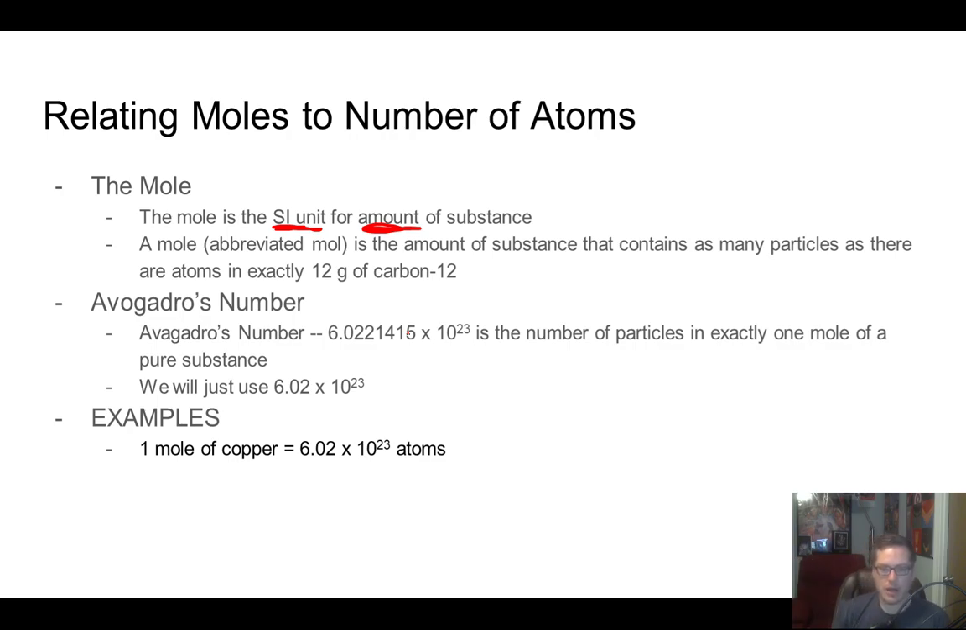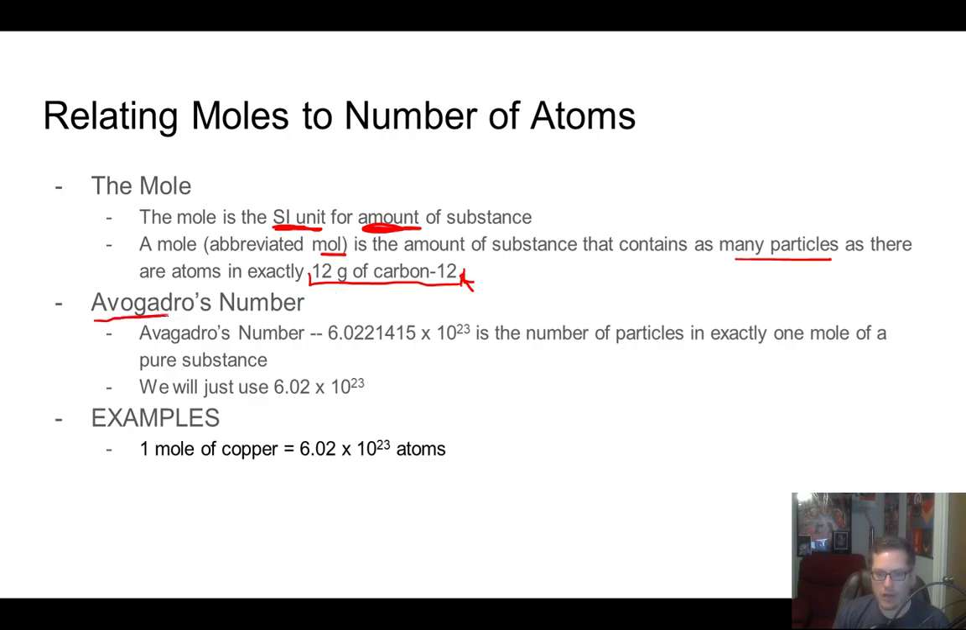All right, it's abbreviated as mol. Okay, and it's the amount of the substance that contains as many particles as there are atoms in exactly 12 grams of carbon-12. So you had carbon-12 atoms. Remember, this is the mass number. Okay, so that's the mass number. So if you had 12 grams of carbon-12, then the number of particles in that is equal to 1 mole. So that's how it's defined.